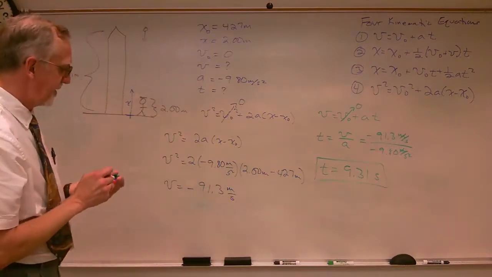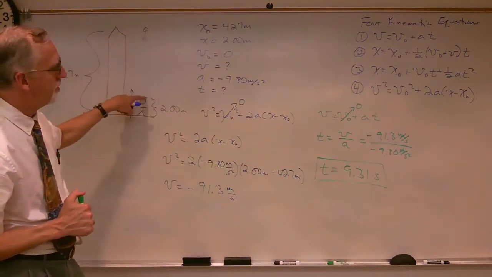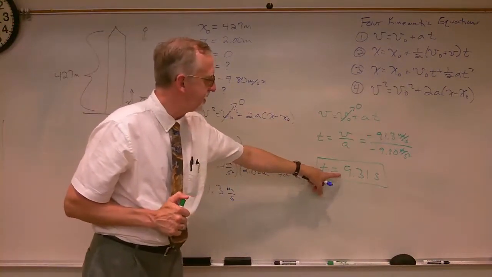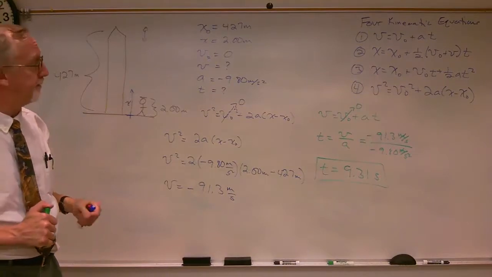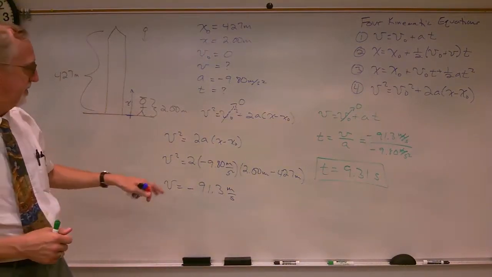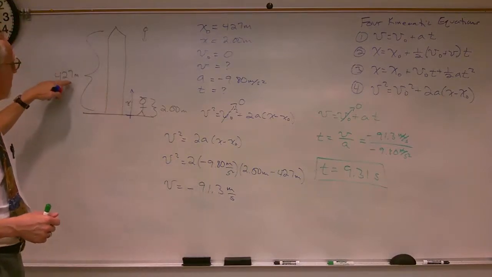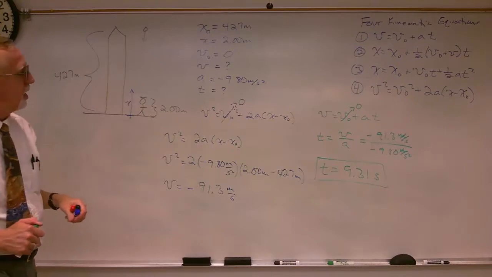So we get our final velocity is negative because the rock is moving down. The time is positive because it occurs after the rock has been dropped, and those certainly seem like reasonable answers, particularly considering we've got a very, very tall monument. It's falling a very great distance.